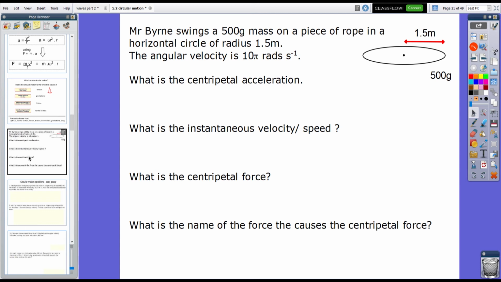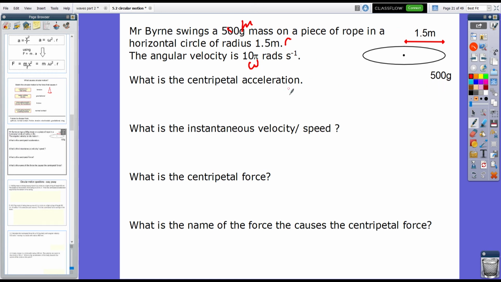Okay, let's have a look at one rather simple calculation to tie together all the formulas we've used so far. Mr. Byrne swings a 500 gram mass on a piece of rope in a horizontal circle of radius r. The angular velocity omega is given in radians, and it's 10 pi. It's not 10, it's 10 pi radians. So that's 31.4 radians per second, but they've left it as pi for some reason. That's fine. Here we go.